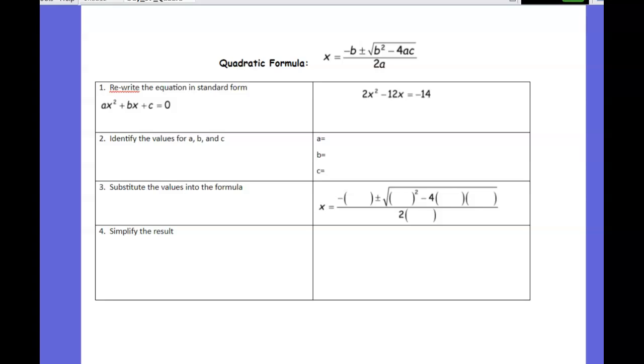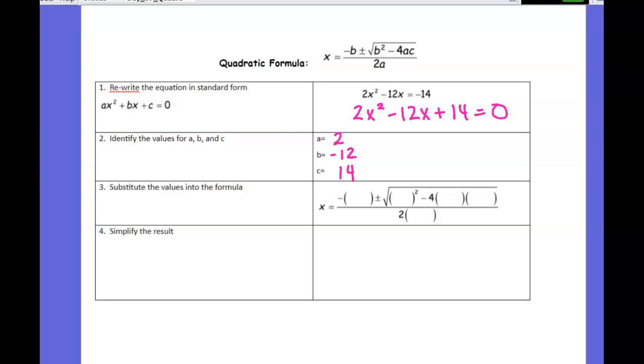The first thing we always have to do is rewrite the equation in standard form. Many times it's already given to you in standard form, but in this particular example, we need to move the -14 to the other side and solve for 0. So we're going to start by adding 14 and setting it to 0. When we do that, we can easily identify our a is 2, our b is -12, and our c is 14.